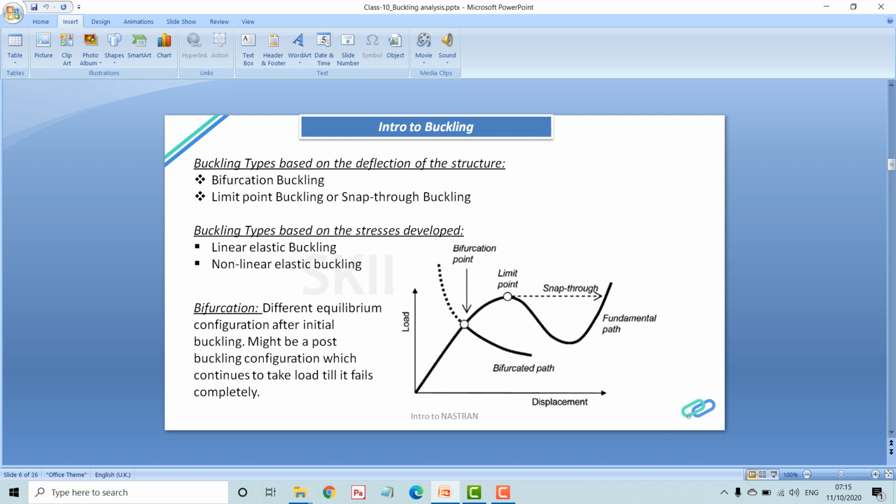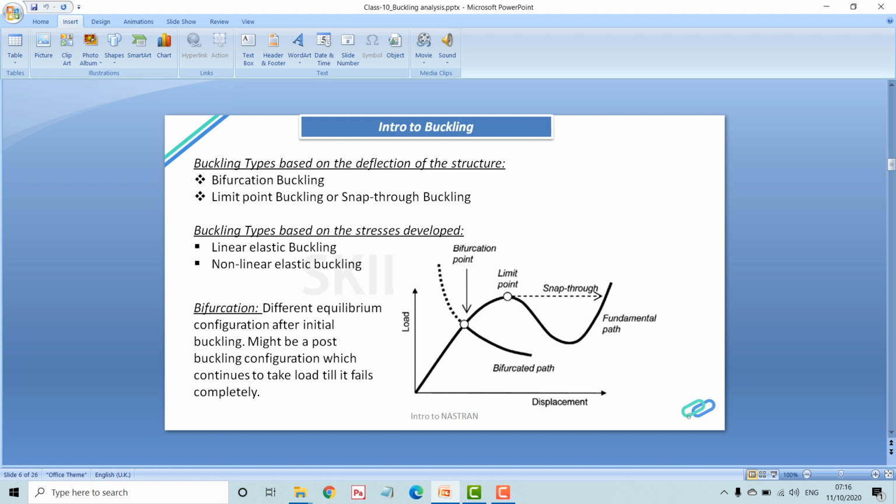There are two types of buckling: bifurcation buckling, where in the middle it immediately changes the path, and the other one is limit point buckling. Also there are linear buckling and non-linear buckling. Linear elastic is when the critical buckling load and the buckling stress stay within the elastic region. Other than that, it's non-linear elastic. And sometimes when non-linear materials are used, or when it goes into the plastic region after the elastic, then it becomes non-linear.